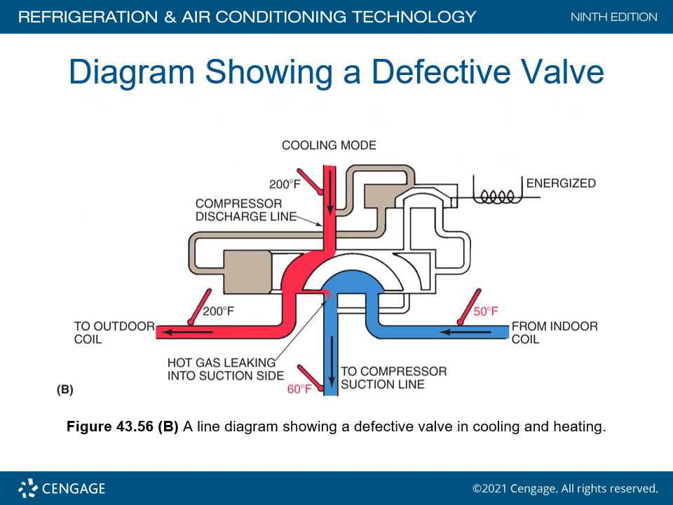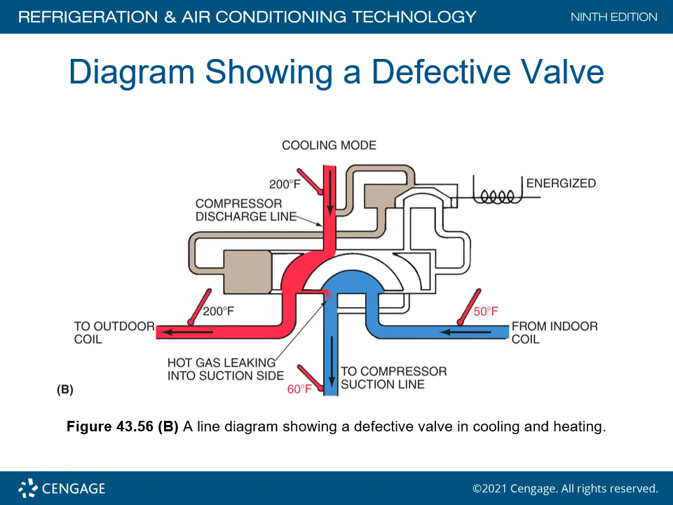Diagram showing a defective valve. Okay, so here in figure 43.56, the diagram showing the defective valve in cooling and heating. So here we have 60 degrees. We've got coming from the indoor coil, 50 degrees. Now notice that we have 60 degrees coming to the compressor. Interesting. Well, what's happening? It's got a leak. Basically, because this valve is not completely sealed off, some of that high pressure vapor is now finding its way into the suction line going to the compressor and adding heat, which affects the capacity of this compressor to pump refrigerant vapor. So look at the outdoor temperature of the coil, 200 degrees. Look at the discharge coming off the compressor, 200 degrees.